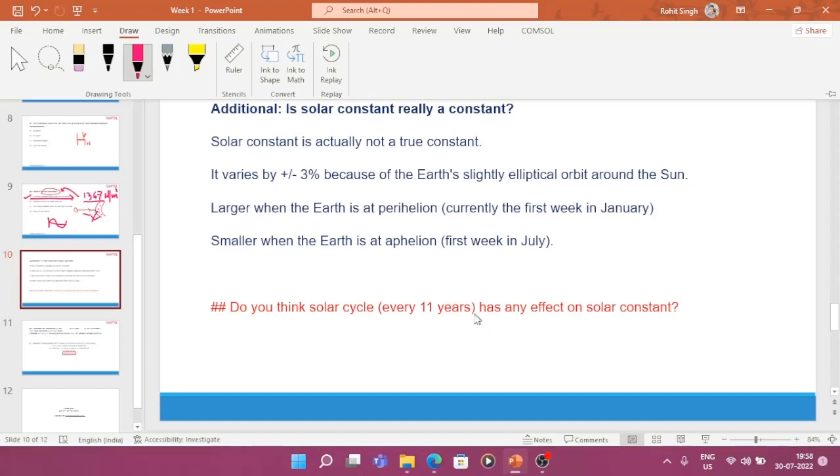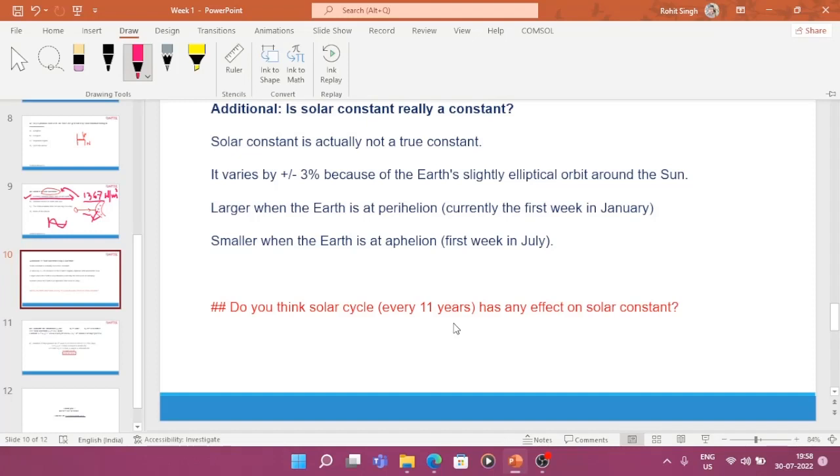And do you think this solar cycle has any effect on the solar constant? So let me tell you the answer itself. The solar cycle has a very minute effect, because Earth is situated very far from the Sun, 15 crore kilometers. So it has an effect on the solar constant of around 0.2% or so.